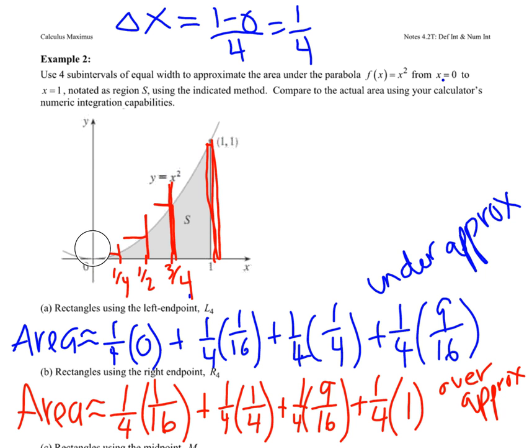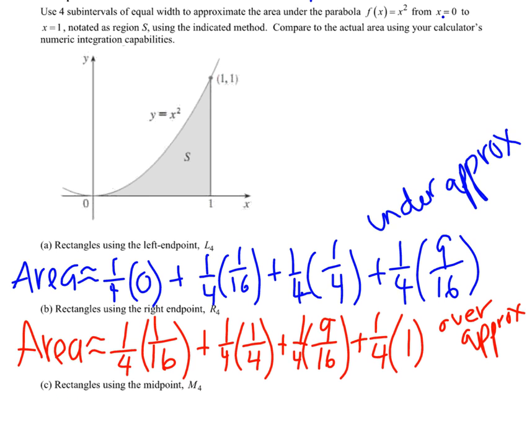This one's going to seem pretty crazy. We're going to take the height from the midpoint this time. Alright, so our width stays the same. We still have 1/4, 1/2, 3/4. But this time we're going to take the height from the midpoint of each of these.